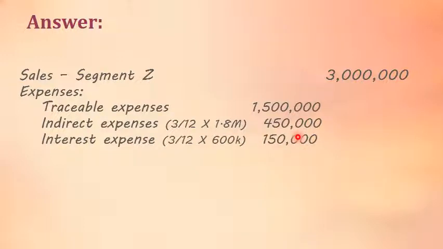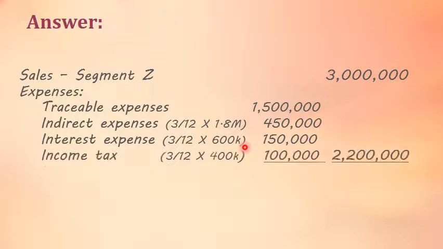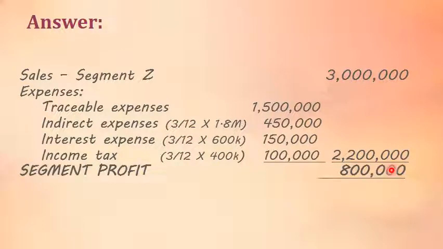And the interest expense, syempre, 3 over 12 times 600K na total indirect or interest expense. So, we have 150,000. And the income tax, na 400,000, 3 over 12 yung allocated sa kanya. So, 100,000 for a total expenses of 2.2 million. So, sales less expenses, we have segment profit for segment C na 800,000 pesos. So, that's the answer for illustration number 5.